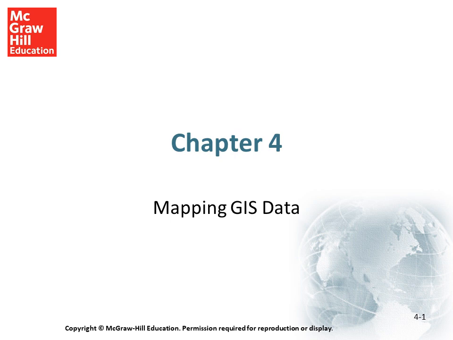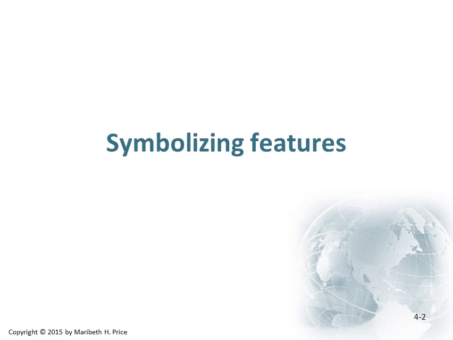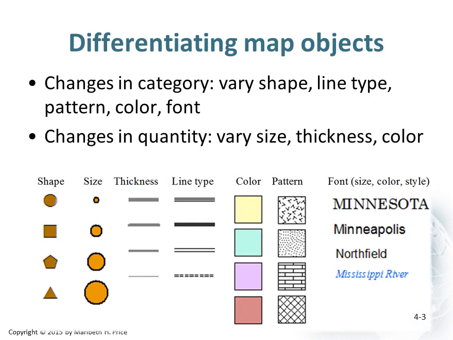This will be your video lecture for chapters 4 and 5. We're going to start off talking about symbolizing features. You can differentiate map objects in a lot of different ways by changing, for example, shapes and sizes and thicknesses and any number of things, and you can infer different information simply by making these seemingly small changes.